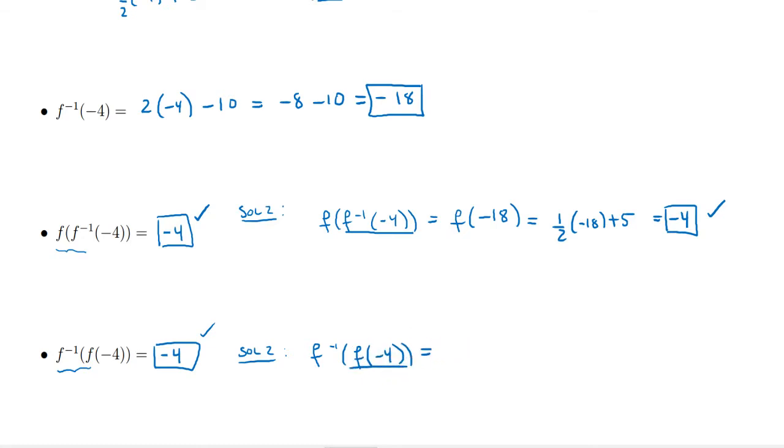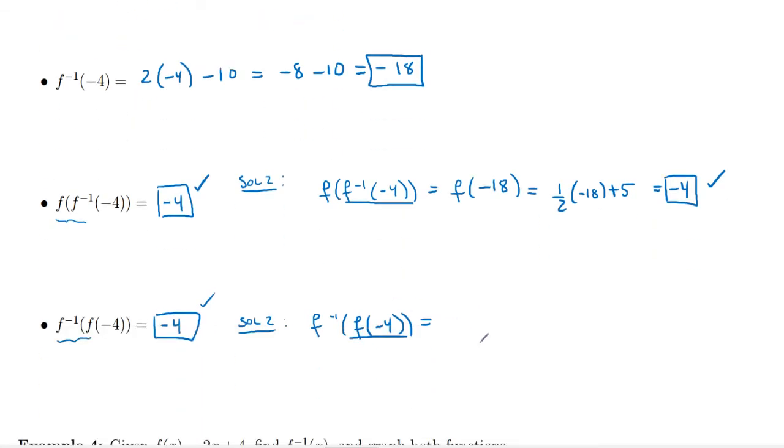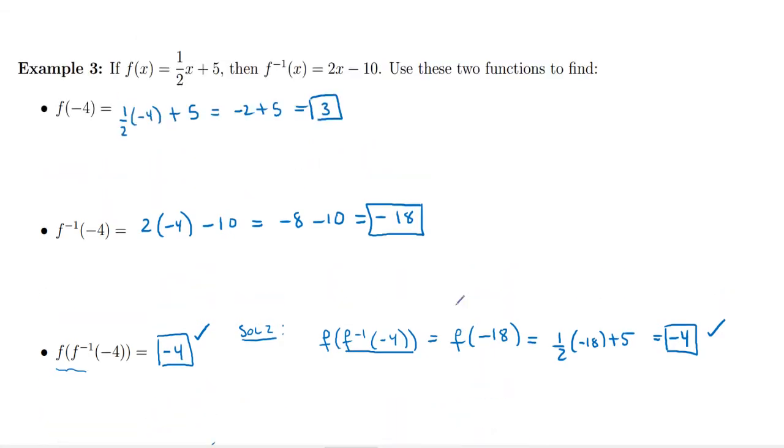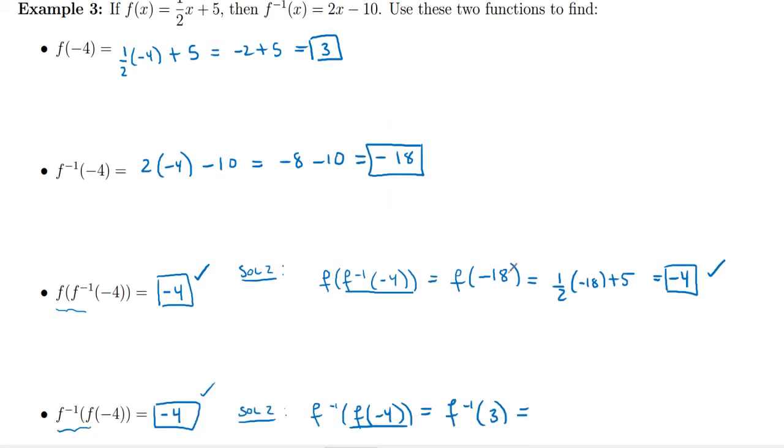So what is f of negative 4? Well, we figured that out already. That is right up here. It's 3, right? So then that would be f inverse of 3. And then you would plug that into f inverse. So 2 times 3 minus 10. So 6 minus 10 is minus 4. So it looks like we're correct, either remembering this property or just doing this the long way.